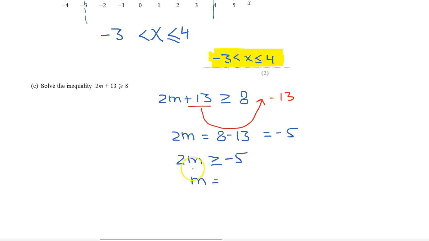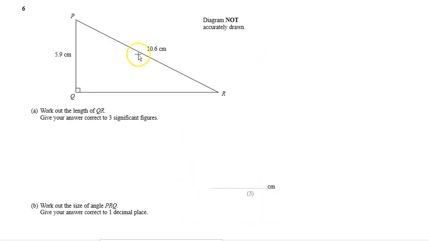So for m, we divide both sides by 2. So m will be greater than or equal to -5/2. m is greater than or equal to -5/2. This is going to be the answer of this inequality.